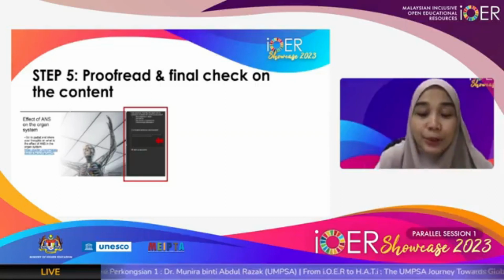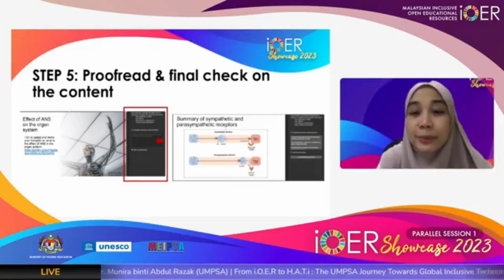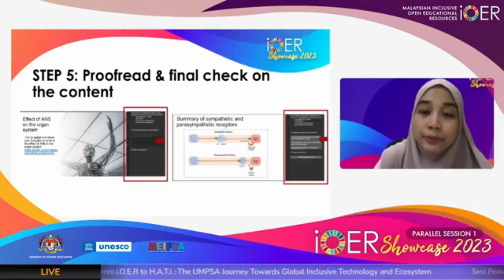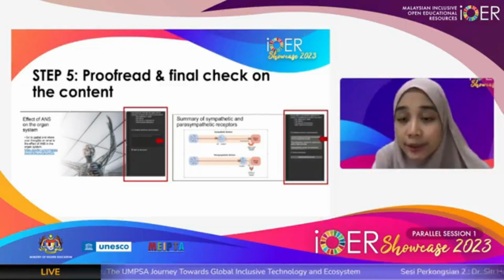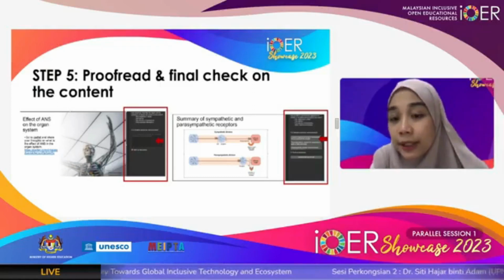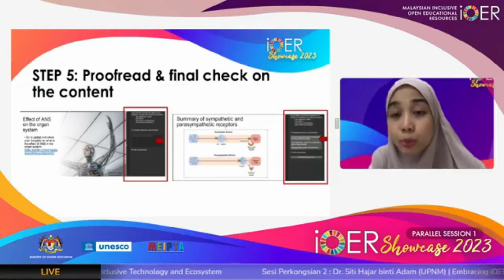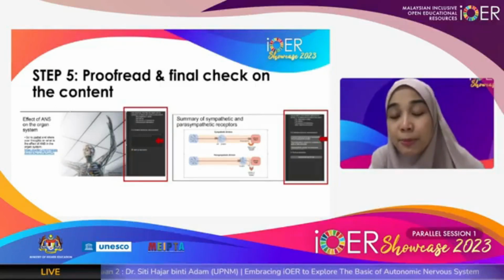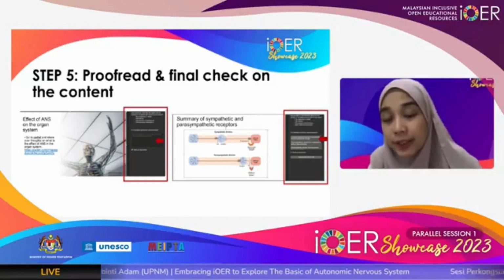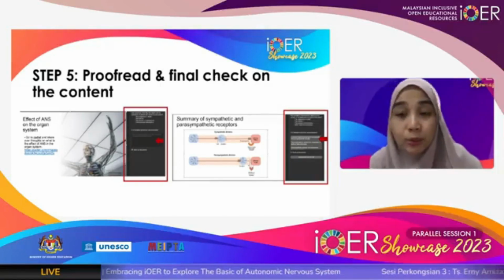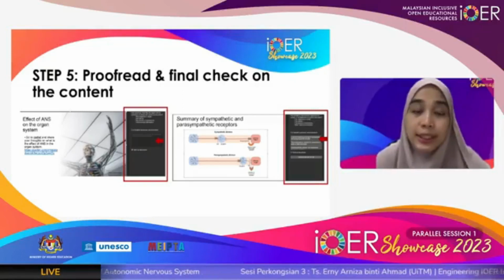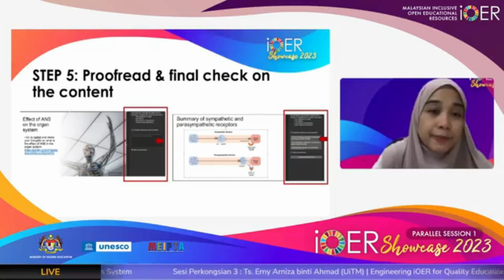So I just want to show you the issue that I faced last time. This is another picture showing another issue of alternate text. At that time, I only used simple words. I said sympathetic division and parasympathetic division. That's all. So my facilitator at that time advised me to write more detailed alternate text so it can benefit the people who only listen to my presentation. So this is the issue that I faced last time.